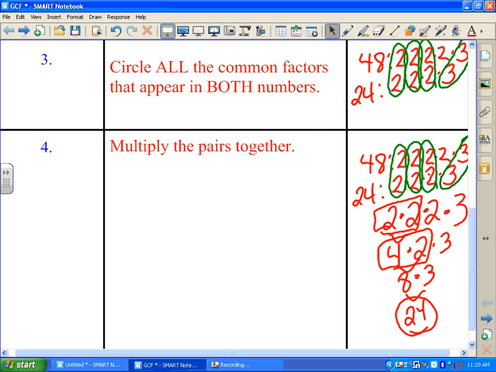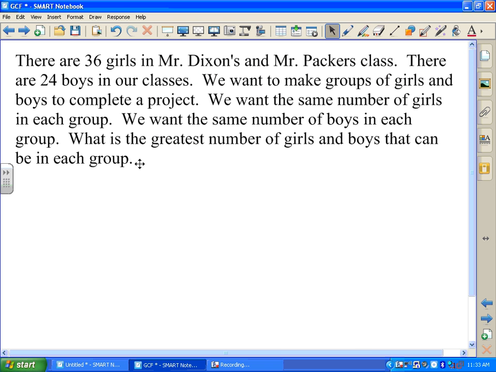Here's an example of where you would use the greatest common factor. Everybody read it with me. Okay, so it says there are 36 girls. Ready? Read. There are 36 girls in Mr. Packer's class. There are 24 boys in our class. We want to make groups of girls and boys to complete a project. We want the same number of girls in each group. We want the same number of boys in each group.